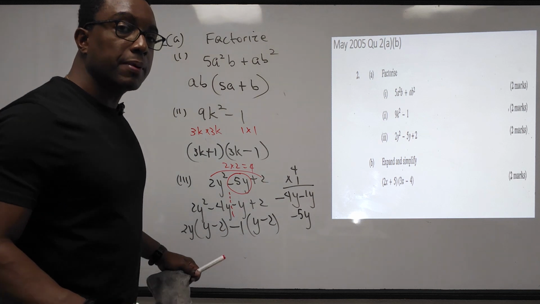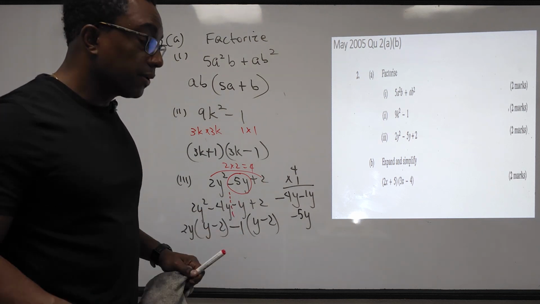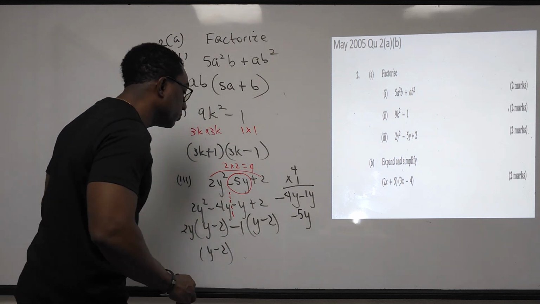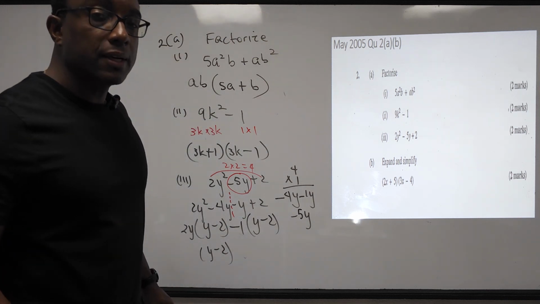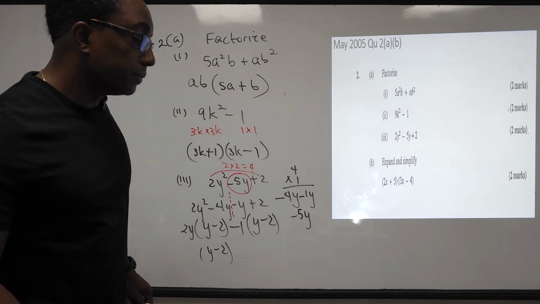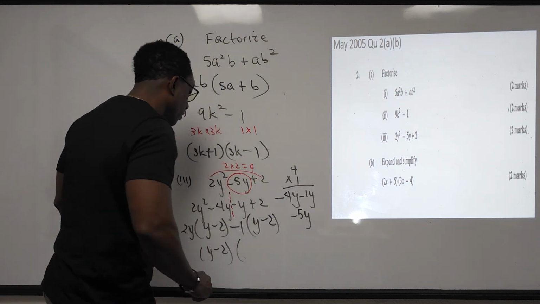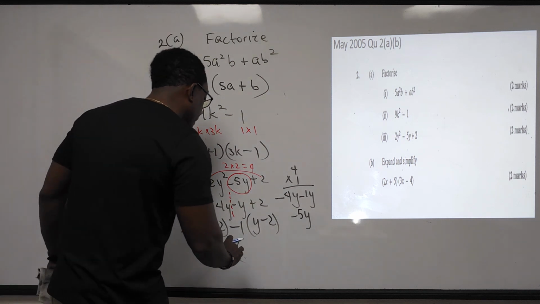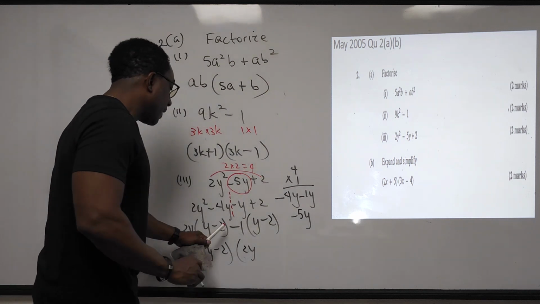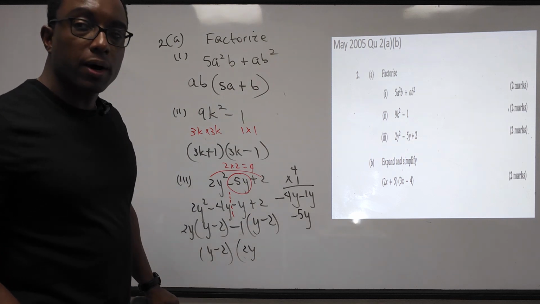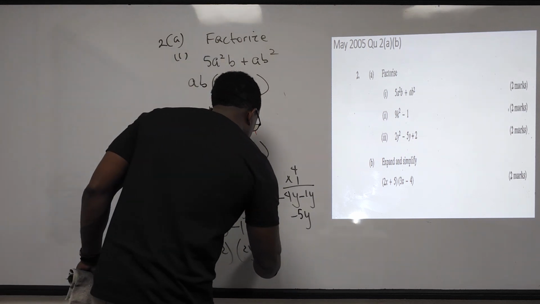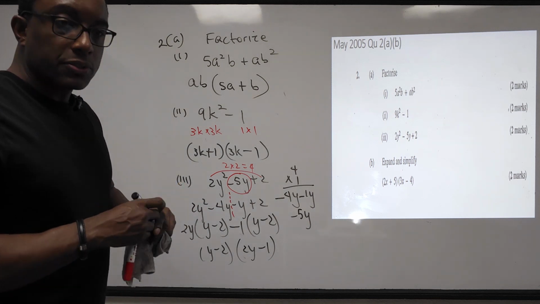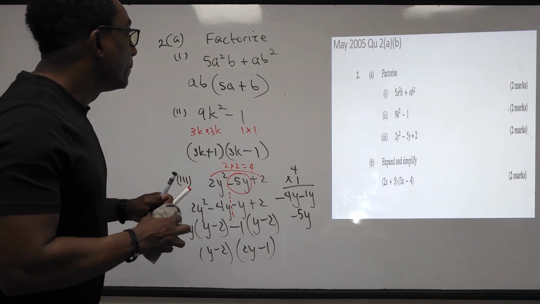So once I have the same thing in brackets, I know I'm on the right track. So I'm just going to further factorize. I take out y minus 2 as my common factor. Let me divide that now into each term. So y minus 2 into y minus 2 is 1. 1 by 2y is 2y. y minus 2 into y minus 2 is 1. 1 by negative 1 is negative 1. And we have factorized it. Yeah? So let's look at now B.